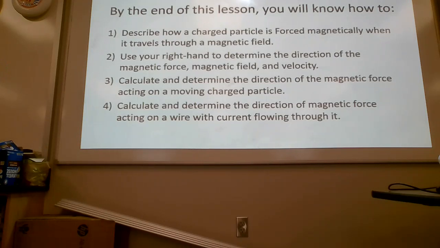All right. In this lesson, you will know how to describe how a charged particle is forced magnetically when it travels through a magnetic field. Use your right hand to determine the direction of the magnetic force, field, and velocity. Calculate and determine the direction of the magnetic force acting on a moving charged particle, and on a wire with current flowing through it.